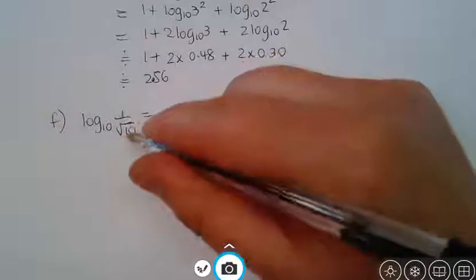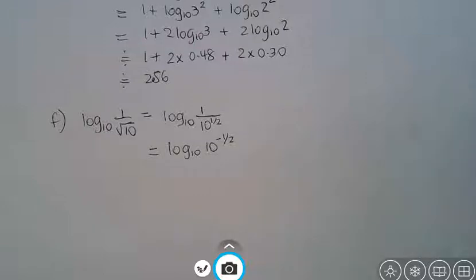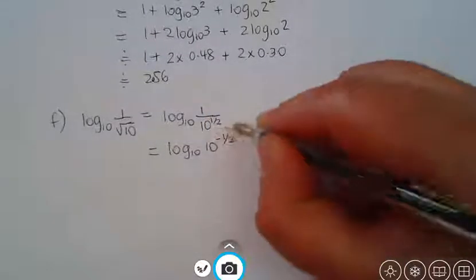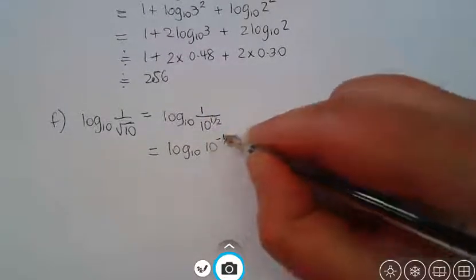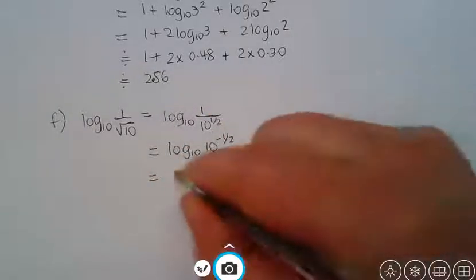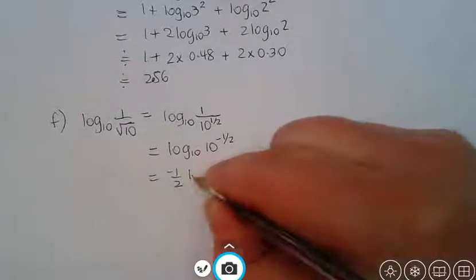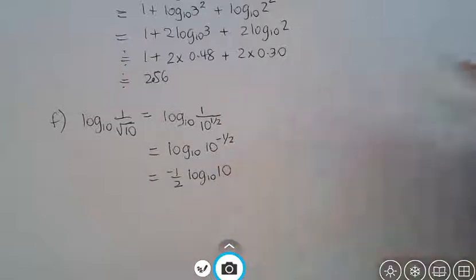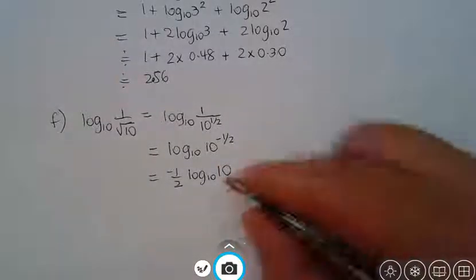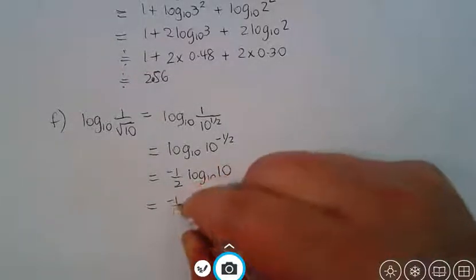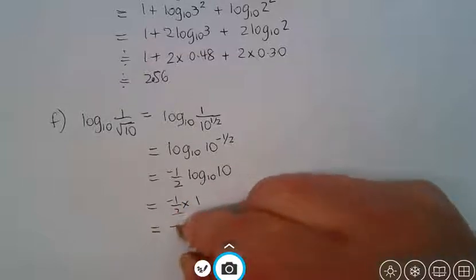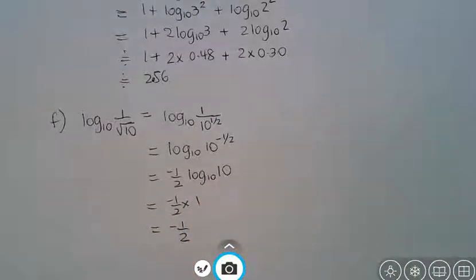So square root of 10, you need to change that to 10 to the power of a half straight away. 1 over 10 to the power of a half is a negative power, 10 to the power of negative a half. Now the negative half can come to the front, so it's a negative a half times log to the base 10 of 10. Now we know that log to the base 10 of 10 is 1, so it's just a negative half times 1, which is negative a half.